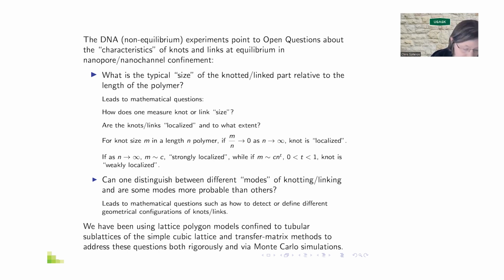And so, for example, what is the typical size? And that opens the question of how you measure the knot size or link size, which is certainly an interesting question. Once you have a measure of the knot size, then we say the knot is localized in a length-n polymer if the ratio of the knot size to the polymer size goes to 0 as n goes to infinity. So you really have to look at the length of the polymer going to infinity, and you have to have a measure for the knot size to even talk about localization. And then we say it's strongly localized if the knot size goes to a constant as n goes to infinity. And then there are some interesting questions related to whether different modes of knotting or linking are more probable.